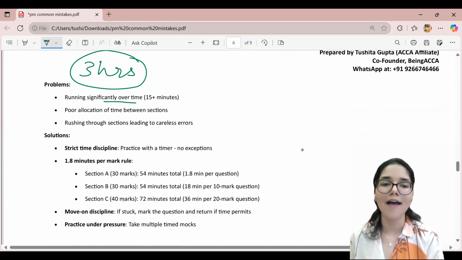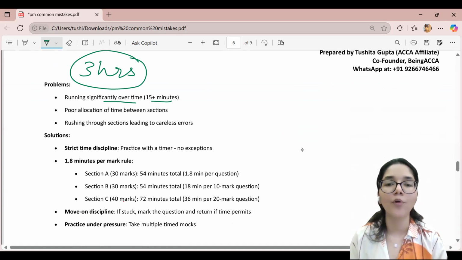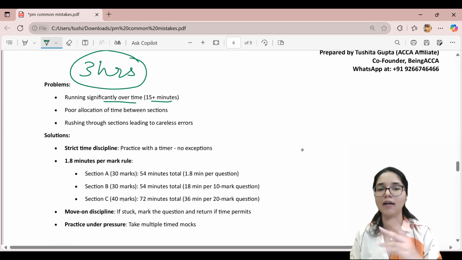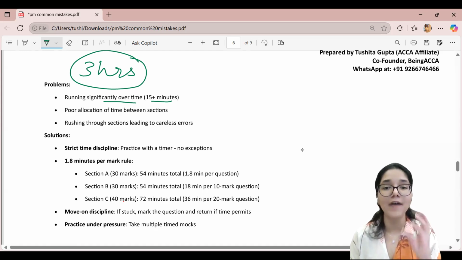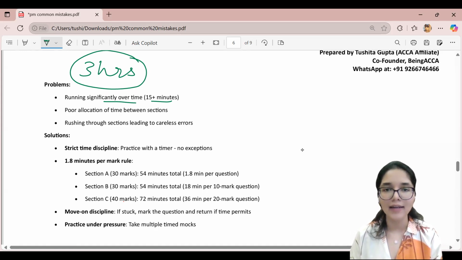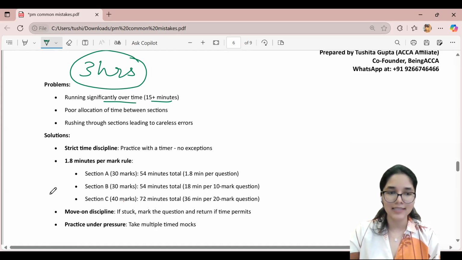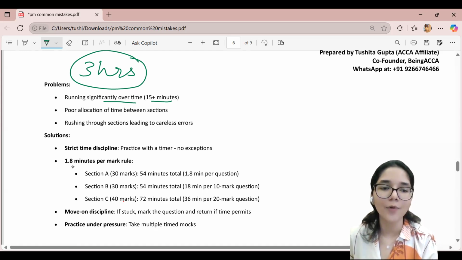Most of the students have run out of time by more than 15 minutes. Some student had taken 4 hours, some student had taken 3 hours and 30 minutes. This is a very alarming thing. You have gotten to know this before the day of your final exam, so work on it. What are the solutions which you can possibly use? I will discuss this. First, what are the other problems?